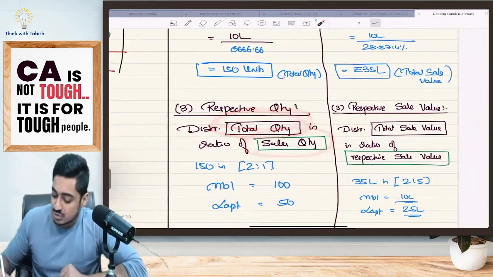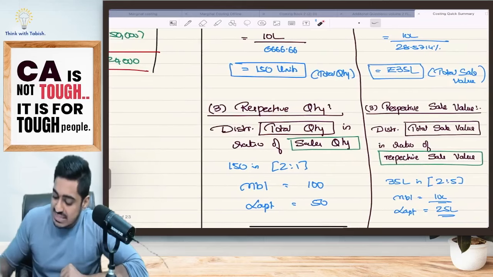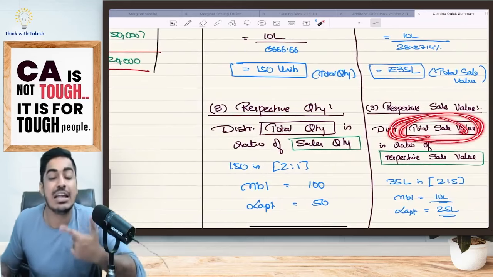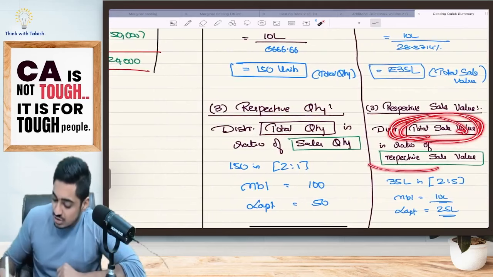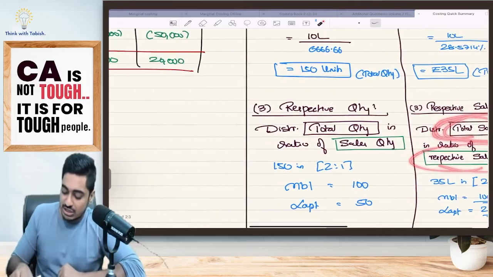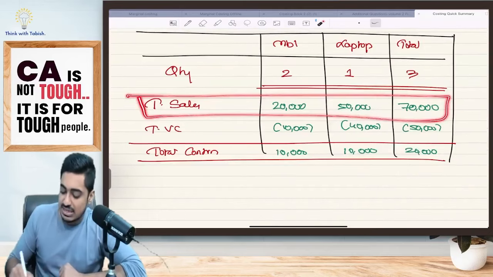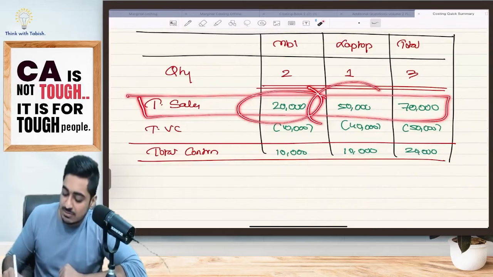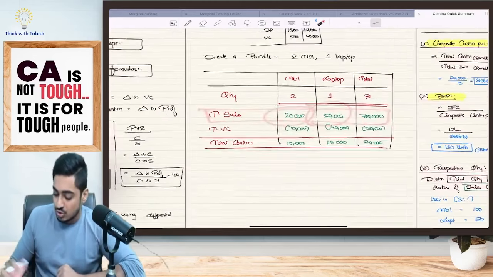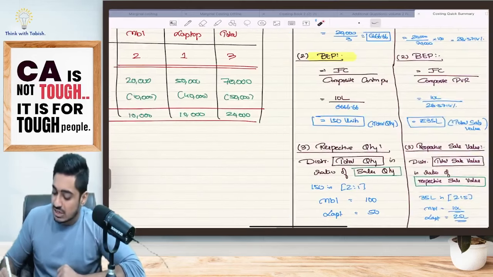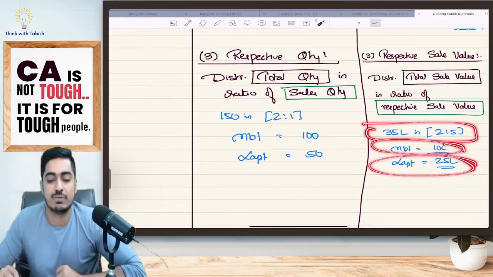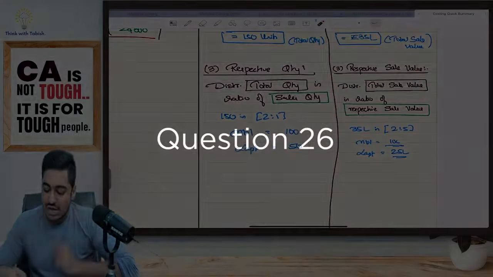Here, what am I having, students? I am having total sale value. That means in which ratio should I distribute? I should distribute in the ratio of sale value. Tell me, in one bundle, in which ratio am I selling? Yes, sale value is going to be 20,000 and 50,000. That means in the ratio of 2:5. Accordingly, you will get mobile is 10 lakh, laptop is 25 lakh. Is this clear, everyone?